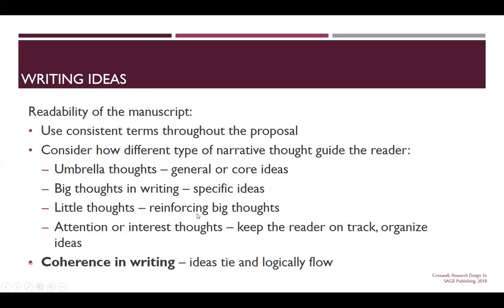There are some ideas here that the authors talk about when we're guiding our reader. We want to have these umbrella thoughts, which are our big core ideas. Like if I'm studying gaming, that would be a core idea. Big dots in that writing would be specific ideas. What type of gaming am I looking at? The little dots would reinforce those big dots. So what makes this type of gaming the type of gaming it is? And then attention and interest would be things that help keep my reader on track and keep them engaged and interested in the ideas.